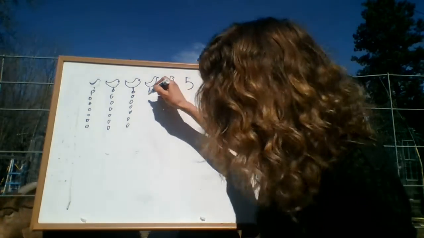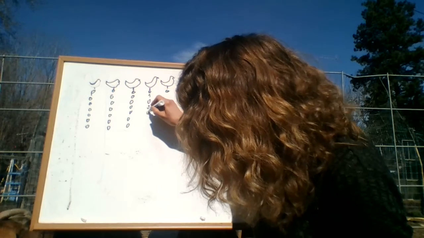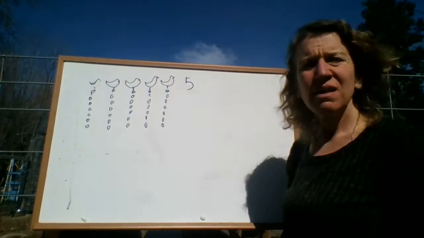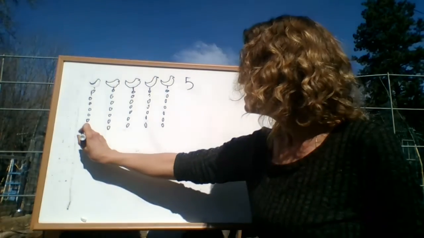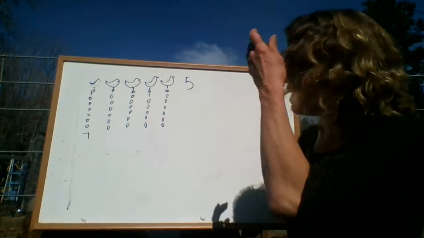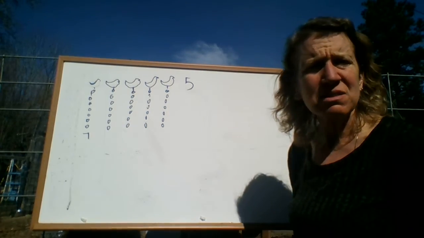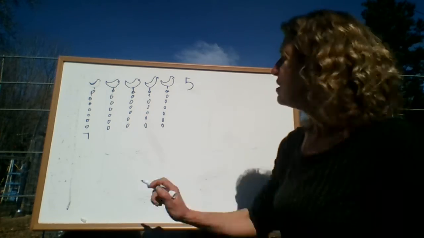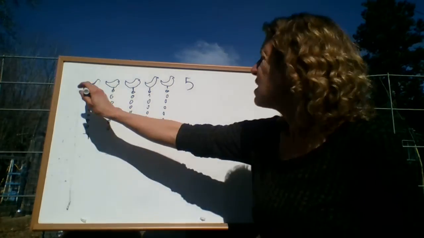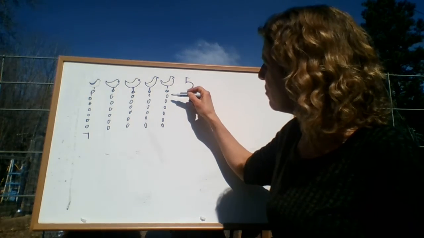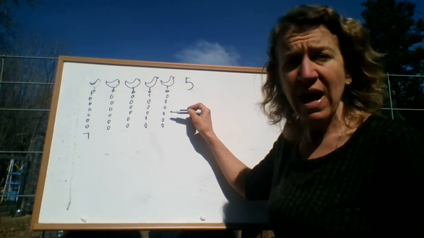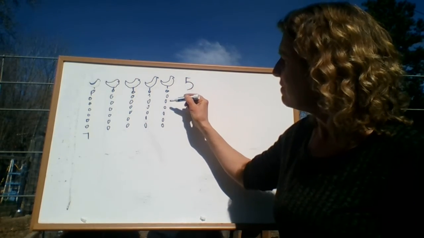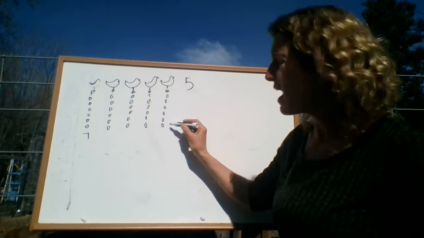Okay? Now, I have 7 eggs out of each of my 5 chickens. You know what this kind of looks like? An array. So, now, I have a choice. I could count by 5s and count each row, because there's 5 eggs in each row. Each row represents the number of chickens. 5, 10, 15, 20, 25, 30, 35.